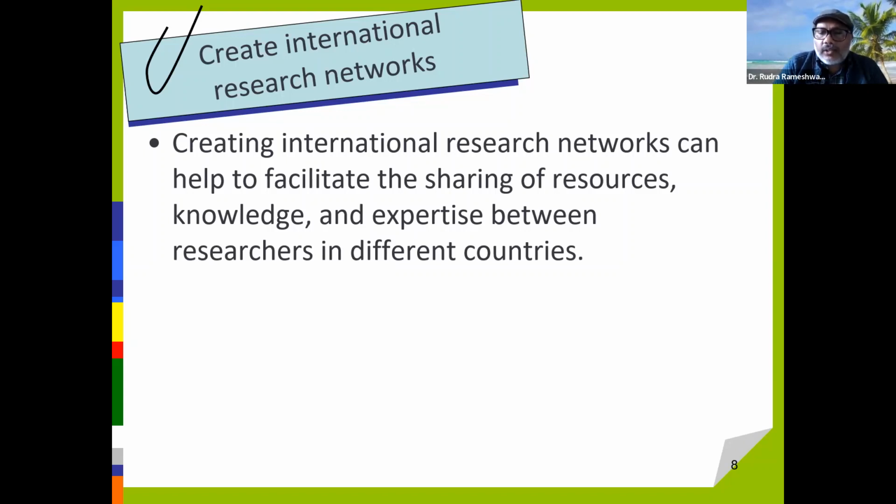So creating an international research network can help facilitate the sharing of resources, because you have to share your research skills, your material, your knowledge, your expertise between the researchers in two different countries. You are sending your student there, and their students are sending to your institute or university. Then you are exchanging your material and knowledge, and you can involve these researchers in your ongoing project, or maybe plan and establish some new projects also.